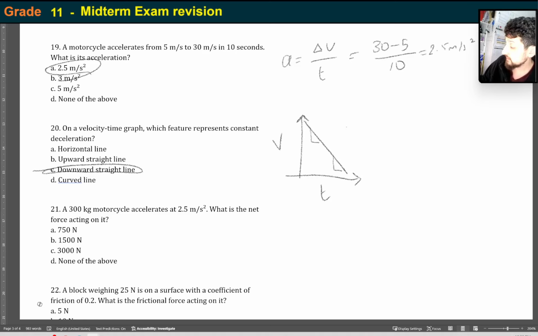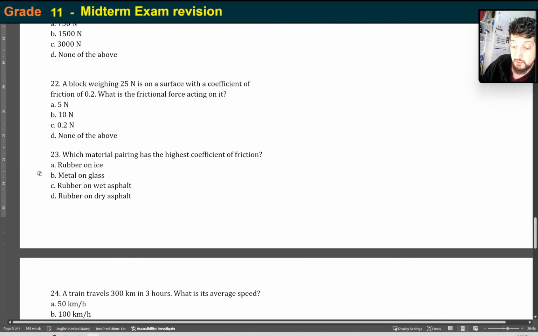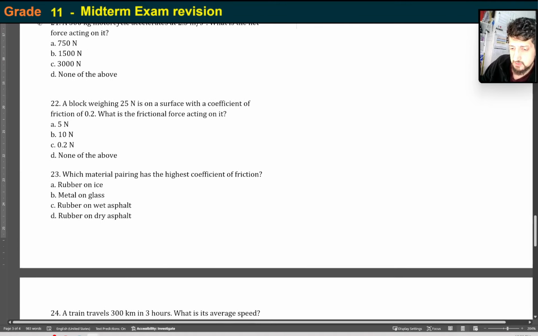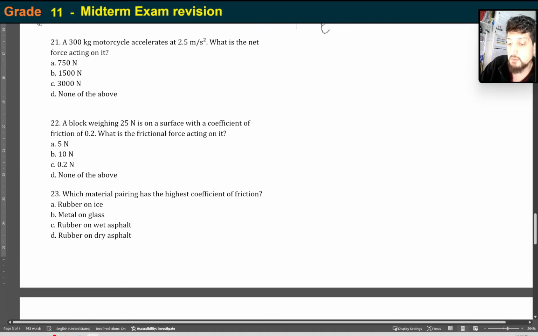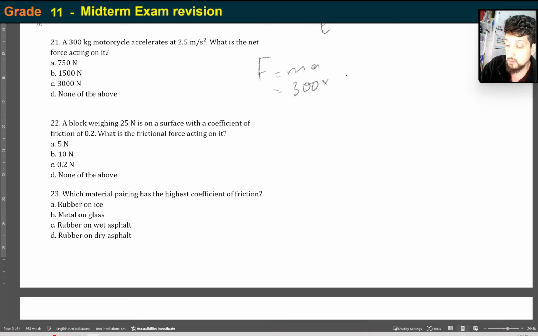Okay, let's keep going. A 300 kilogram motorcycle accelerates at 2.5 meters per second squared. What is the net force acting on it? 300 times 2.5 is 750 newtons. That's it.